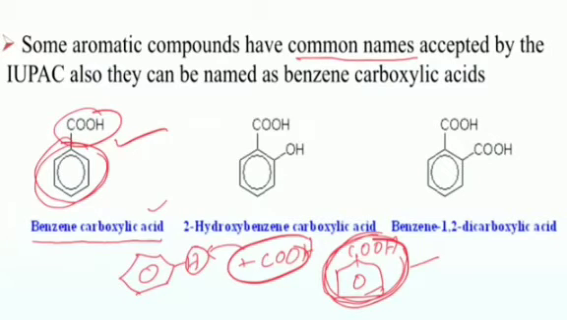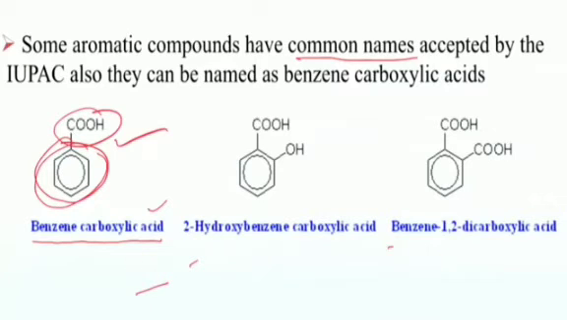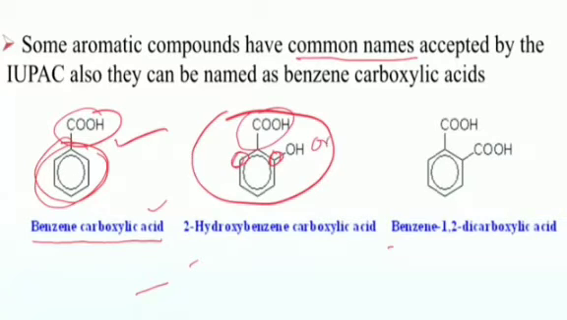If substituents are present on the benzene ring, the aromatic ring, then you have to indicate the position of the substituents. Only then can you write the name for that compound. If you observe this compound, this is the main functional group. These positions are known as ortho positions. If you want to indicate numbering, this is the first, this is second, third, fourth, fifth, sixth. Or you can indicate with Greek letters: this is ortho, this is meta position, and this is para position.